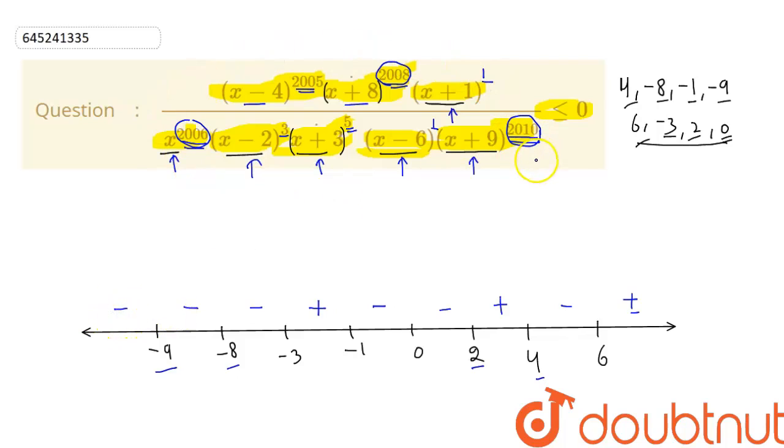Now in this question we were asked to find the value of x for which this complete expression is always less than equals to 0. So here we can see that our expression is negative for all of these values. So here we have all of these values when the expression is always less than 0.